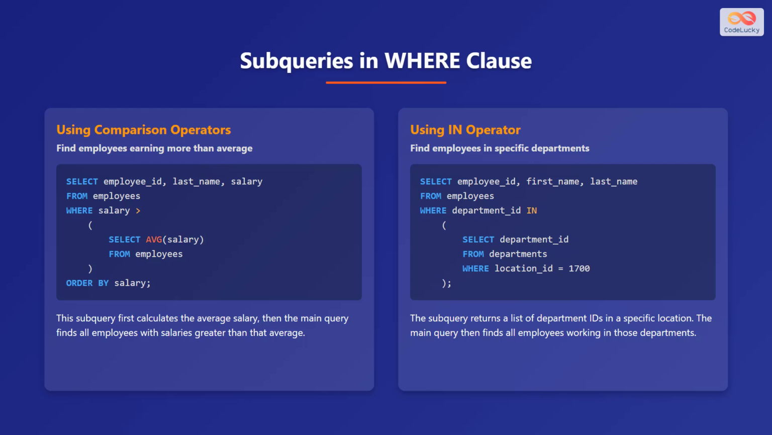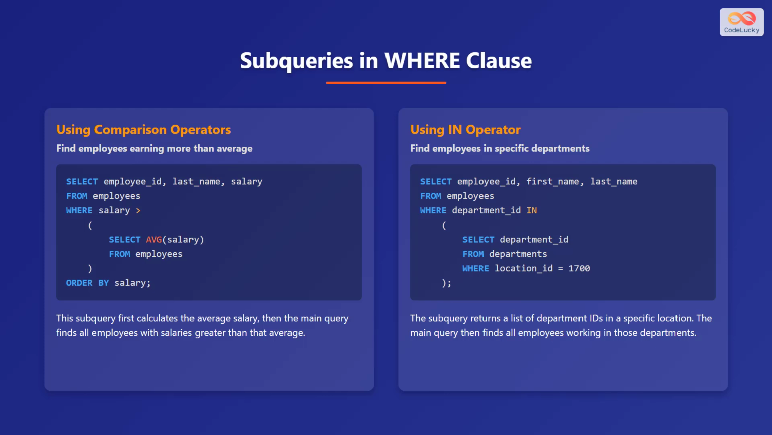One common use case for subqueries is in the where clause. This allows you to filter the results of the main query based on the results of the subquery. First, let's see an example using comparison operators. Here we want to find employees earning more than average. This query selects the employee ID, last name, and salary from the employees table where the salary is greater than the average of the salary from the employees table, and it is ordered by salary. This subquery first calculates the average salary. Then, the main query finds all employees with salaries greater than that average.